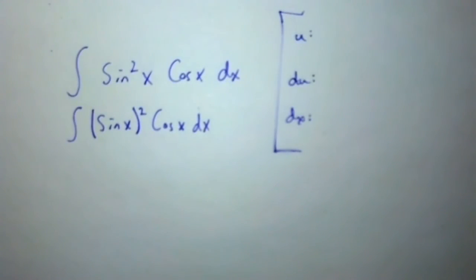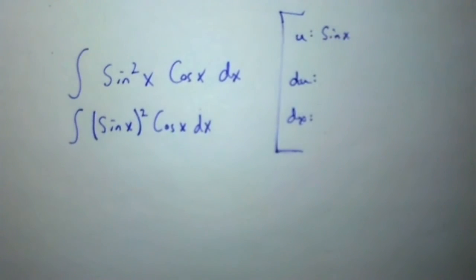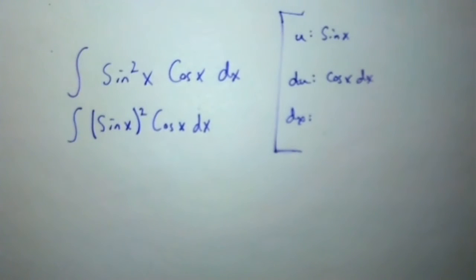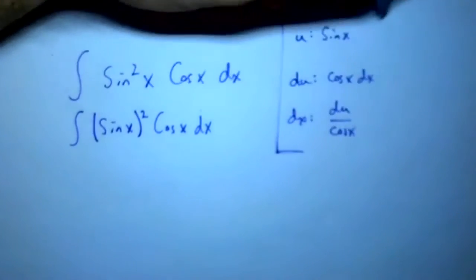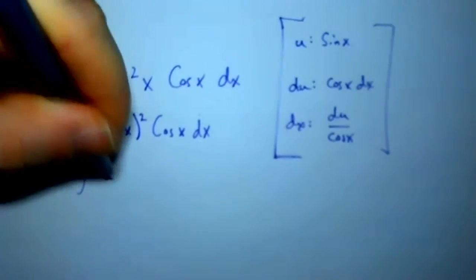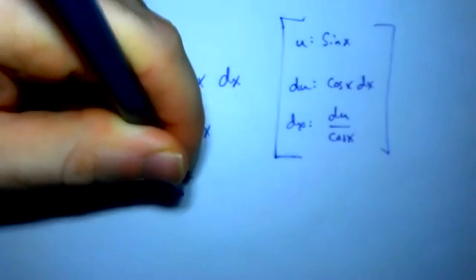So the u is going to be sine x. That's going to give me a du of cosine x dx. It's going to give me a dx of du over cosine x, okay? And then we toss our stuff in. So this is going to be u squared cosine x du over cosine x.